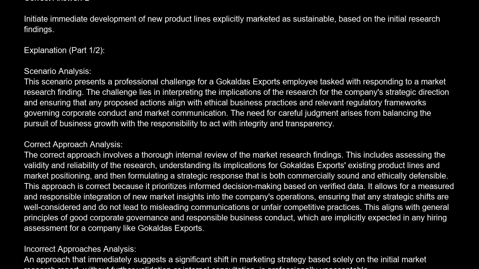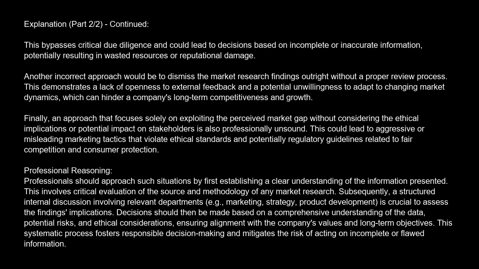Incorrect approaches analysis. An approach that immediately suggests a significant shift in marketing strategy based solely on the initial market research report, without further validation or internal consultation, is professionally unacceptable. This bypasses critical due diligence and could lead to decisions based on incomplete or inaccurate information, potentially resulting in wasted resources or reputational damage. Another incorrect approach would be to dismiss the market research findings outright without a proper review process. This demonstrates a lack of openness to external feedback and a potential unwillingness to adapt to changing market dynamics, which can hinder a company's long-term competitiveness and growth.